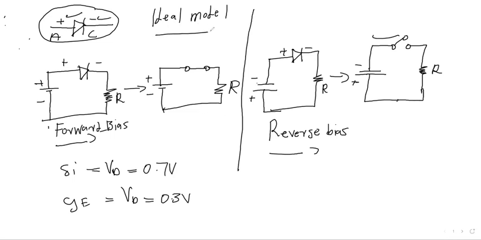So this type of circuit is the ideal model. What happens in the ideal model? In the ideal model, the diode will act as a switch. For forward bias, the diode will be a closed switch. For reverse bias, the diode will be what? An open switch. In the ideal model, forward bias, a diode is a closed switch; reverse bias, the diode is an open switch.